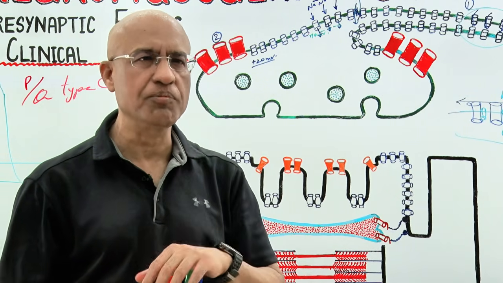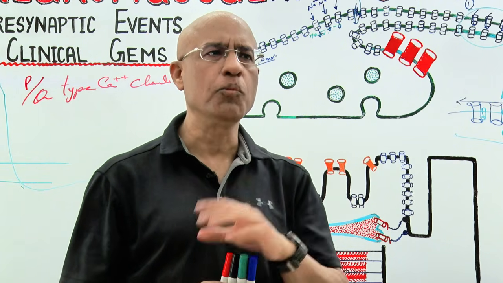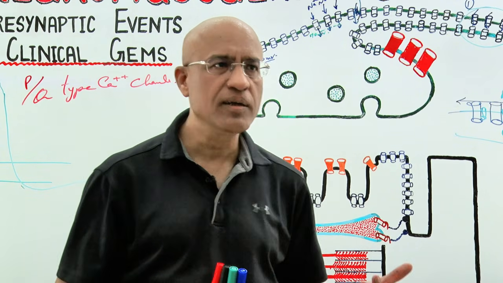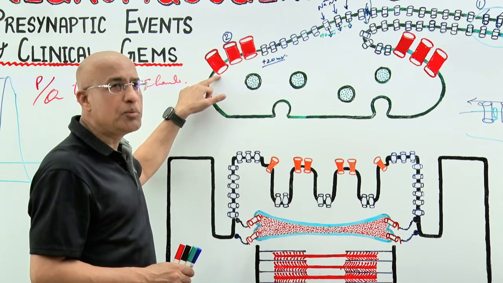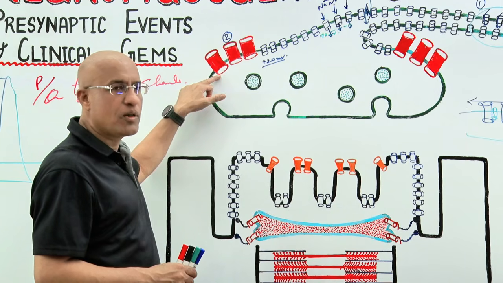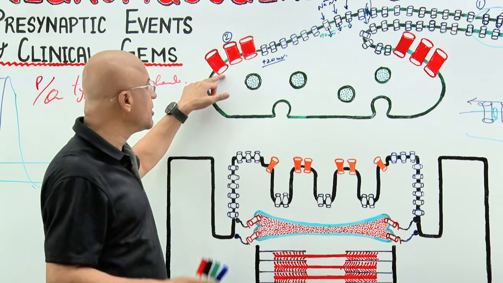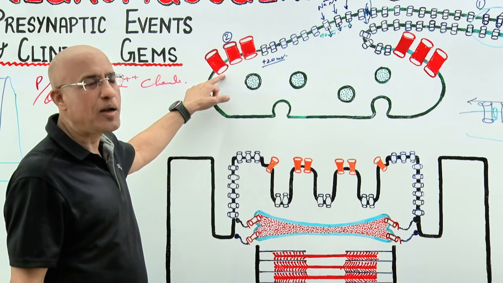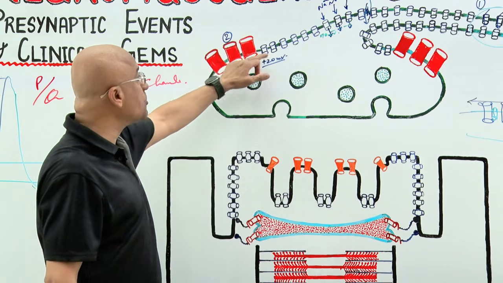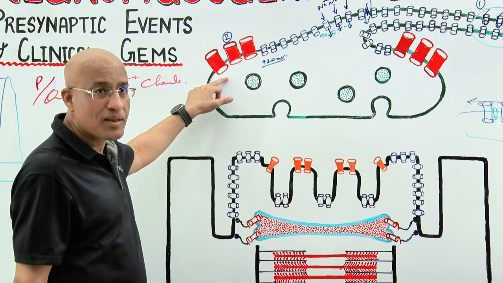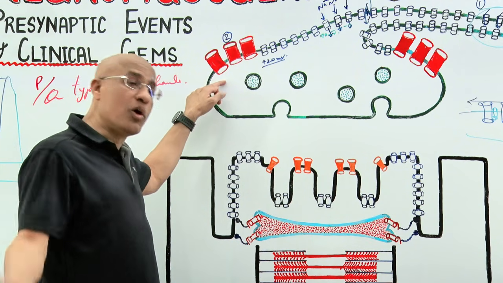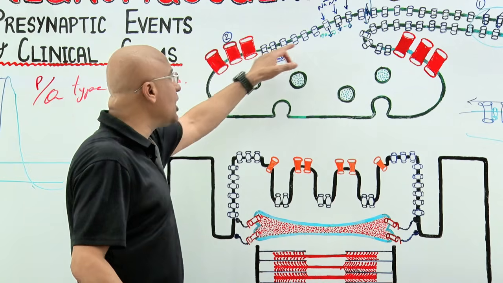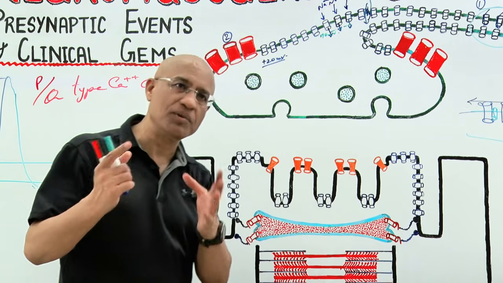There are many types of calcium channels. Some calcium channels are operated by different ligands, right? But these are voltage sensitive calcium channels. To be more specific, I must say, they are action potential sensitive calcium channels. To be more specific, they are depolarization sensitive calcium channels.